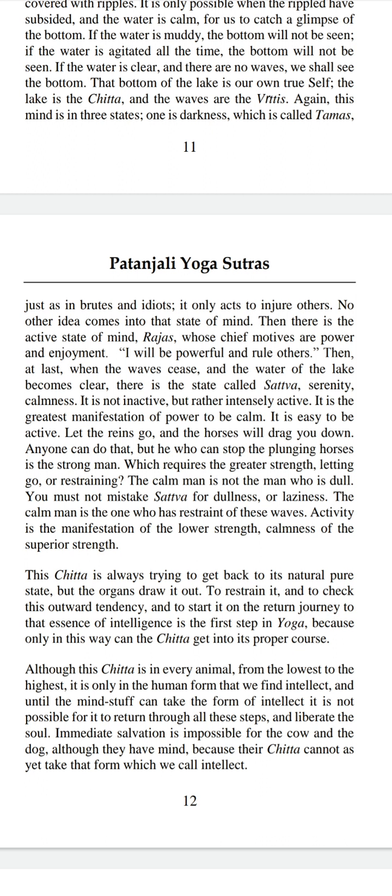Calm man is not the man who is dull. You must not mistake sattva for dullness or laziness. The calm man is the one who has restraint of these waves. He can control those waves. He can resist those waves. Activity is the manifestation of the lower strength, calmness of the superior strength. So calmness has been compared to activity, and calmness has been said to be better than activity.